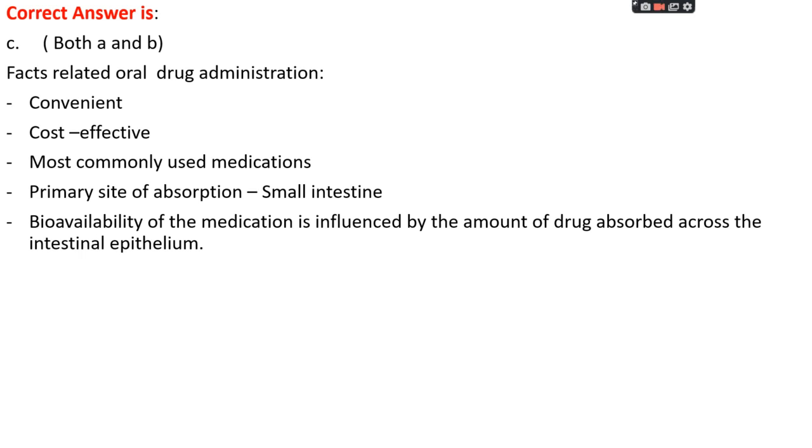Okay. Oral drug administration is the most convenient, most cost effective, and most commonly used medication route of administration. The primary site of absorption of a drug is the small intestine, and the bioavailability of that medication is actually influenced by the amount of drug absorbed across the intestinal epithelium.